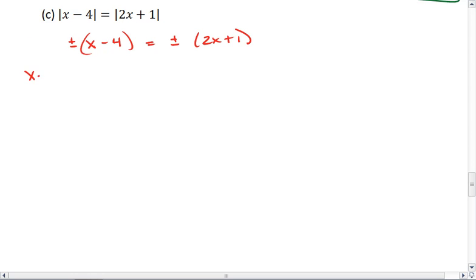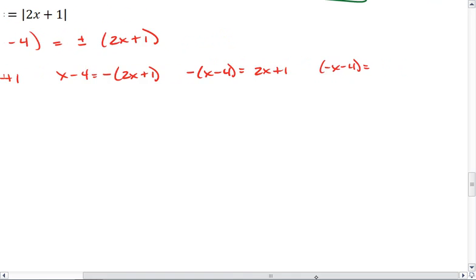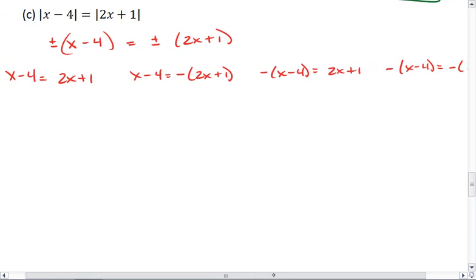We can have x minus 4 equals 2x plus 1. We can have x minus 4 equals negative 2x plus 1. We can have negative x minus 4 equals 2x plus 1. Or we have negative x minus 4 equals, I'm running out of room here, negative, there we go, 2x plus 1. So it seems like we have four different equations here.